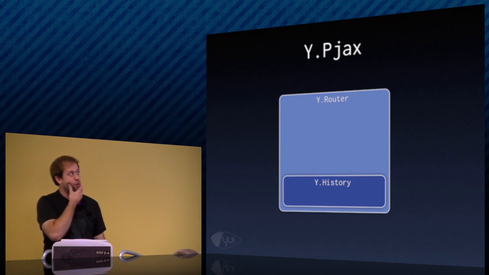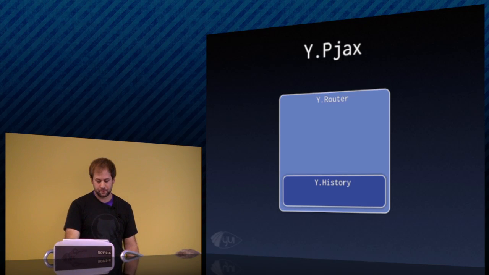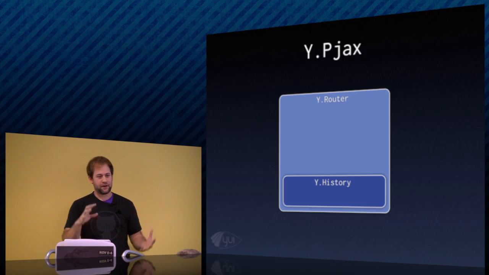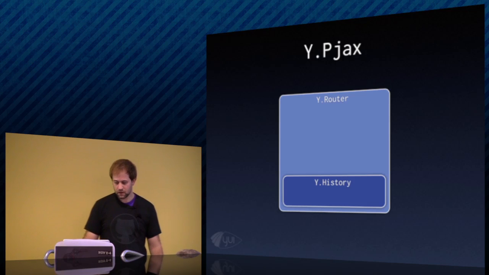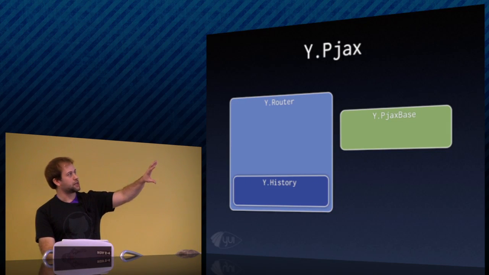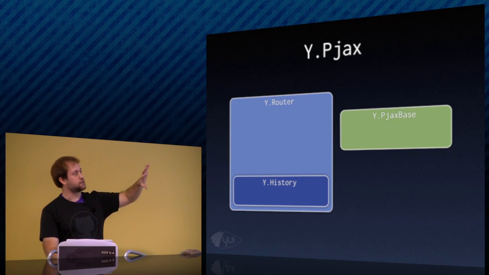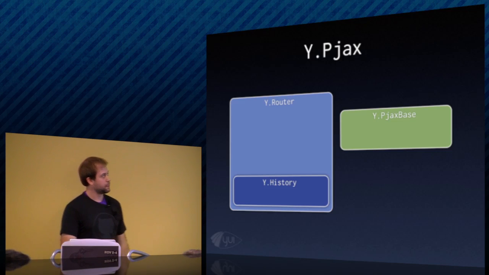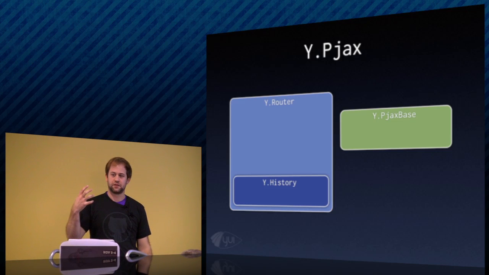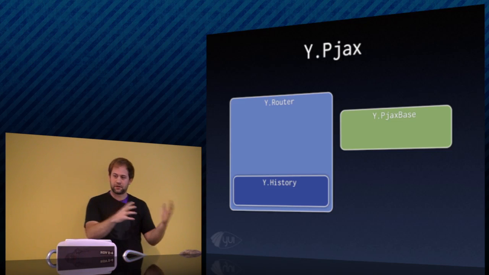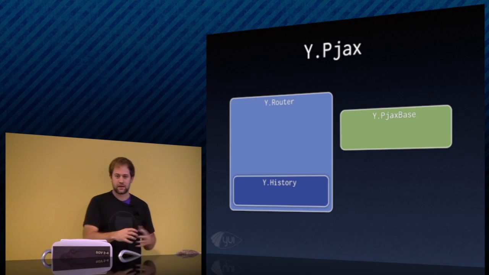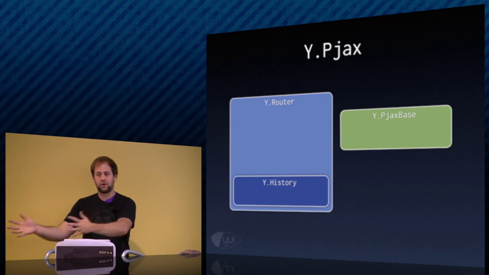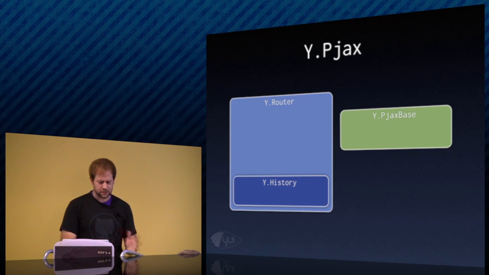So we actually created a Y.PJAX module. And it's not necessarily under the app framework set of components, but it's used by them. PJAX base is an extension that is meant to be mixed in with router subclasses. And PJAX base handles the link click events, and what it will do is look to see: does the router have a route for this URL? Can the router service this request, or does it have to go off to the server? So that's PJAX base's main functionality.